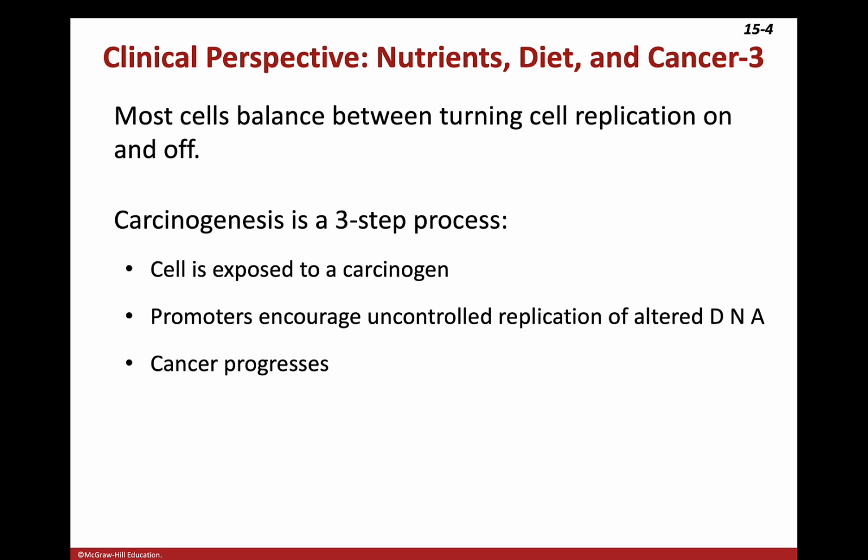Most cells actually have a balance between turning on and off the process of cell replication. When we talk about carcinogenesis, it is actually a three-step process. The first step of the process involves somehow a cell being exposed to something that is characterized as a carcinogen. Promoters will actually encourage an uncontrolled replication of the altered DNA, and this actually results in the progression of cancer.